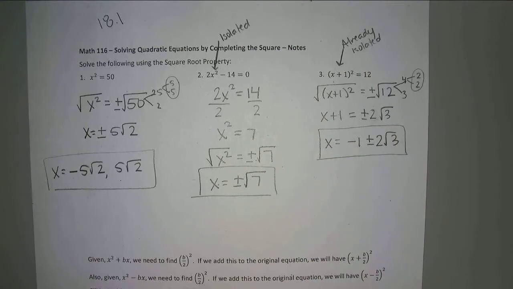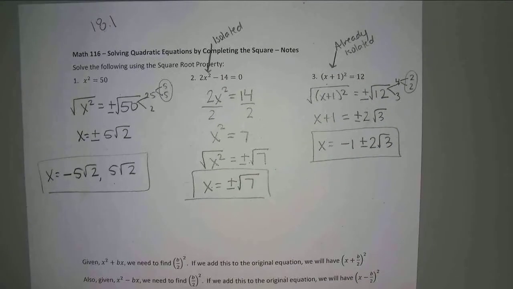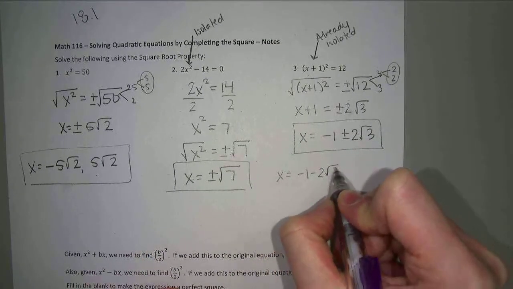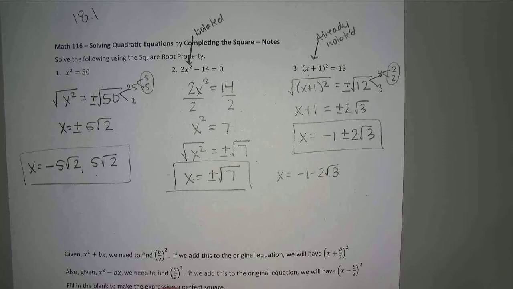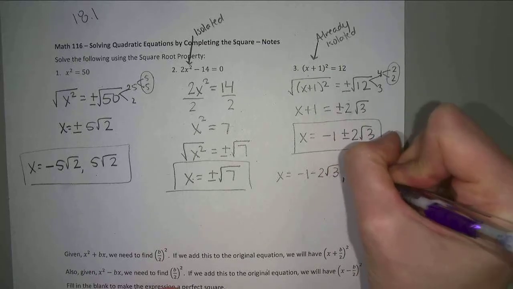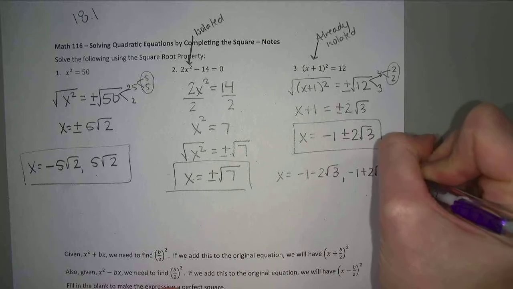But again, as weird as it is, realize we actually have two answers. This is actually x equals negative 1 minus 2 root 3. That's a number. I know it looks weird. Negative 1 minus 2 root 3 is a number. Or x equals negative 1 plus 2 root 3.